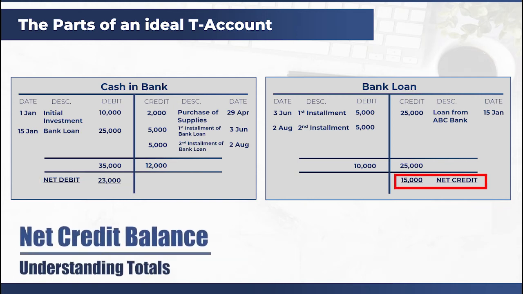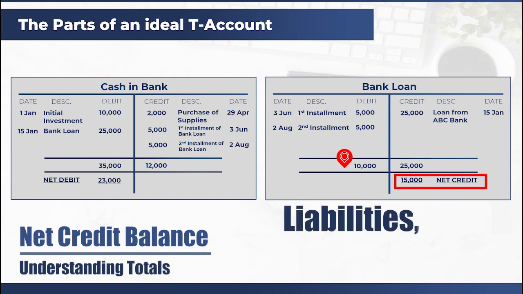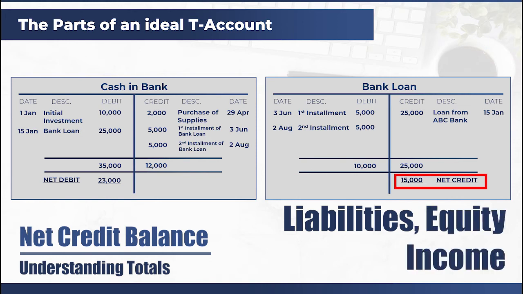A net credit balance means that the total credits are higher than the total debits. This is normal for liabilities, equity, and income accounts, since these three elements are increased through a credit. Same as with cash, this happens, for example, for liabilities because we do not normally pay or debit more than what we owe or more than what we credited to the liability account.